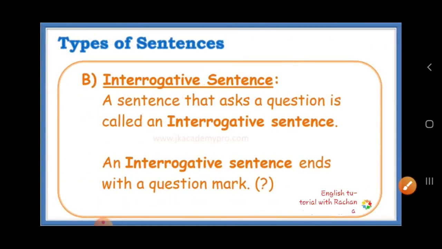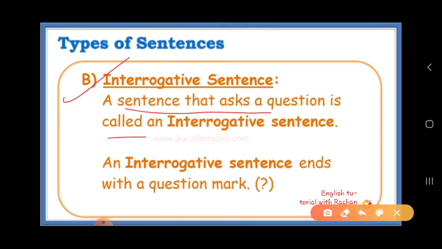Interrogative sentence. Now we have the next type of sentence, that is interrogative. And if I talk about what an interrogative sentence is, then a sentence that asks a question is called an interrogative sentence. Yes, dear student, it's very easy for you to identify an interrogative sentence. Interrogative sentence को पहचानना आप लोगों के लिए बहुत आसान है, क्योंकि interrogative sentence से आप क्या करते हो, एक प्रश्न पूछते हो. So you can very easily identify.